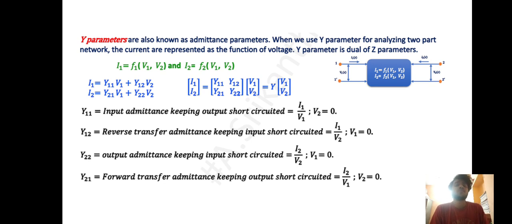Y11 equals the input admittance keeping output short circuited, I1 by V1, where V2 equals 0. Y12 equals the reverse transfer admittance keeping input short circuited, I1 by V2, where V1 equals 0. Y22 is the output admittance keeping input short circuited, I2 by V2, where V1 equals 0. Y21 equals the forward transfer admittance keeping output short circuited, I2 by V1, where V2 equals 0.